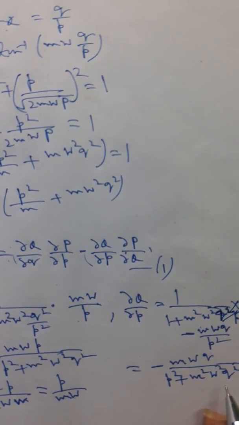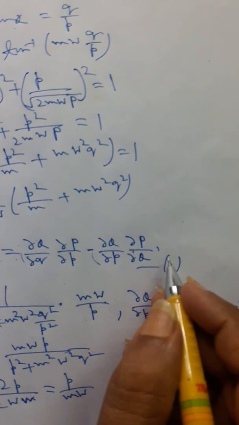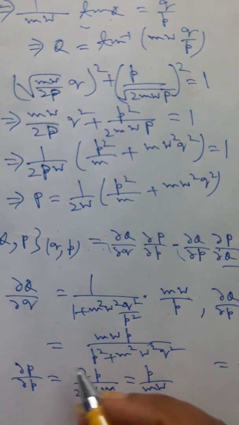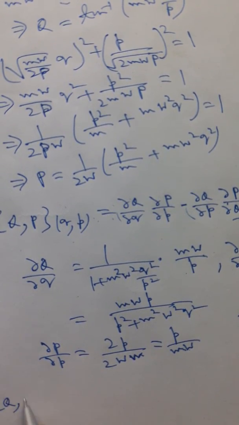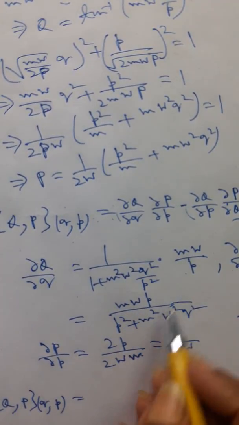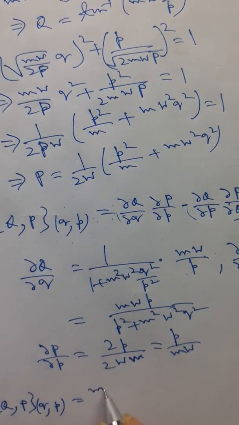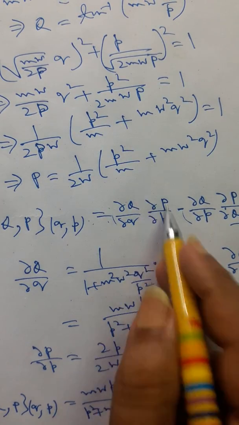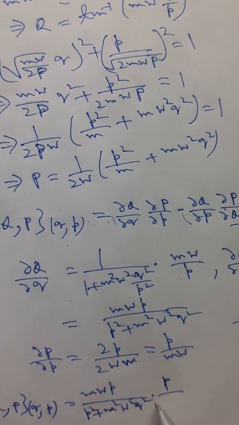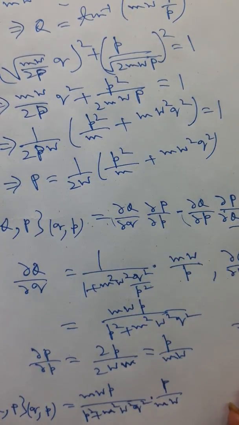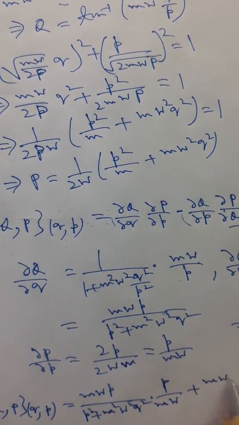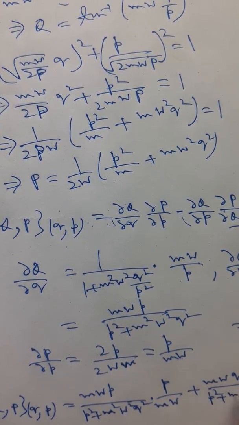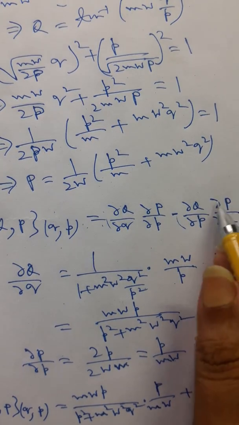Then we substitute all these values in equation number 1 to find the Poisson bracket of Q, P. Therefore, the Poisson bracket of Q, P: if we put this value, del q will be m omega p by p square plus m square omega square q square, into del p, which will be p by m omega, minus of this, so it will be plus m omega q by p square plus m square omega square q square, into del p, del q.